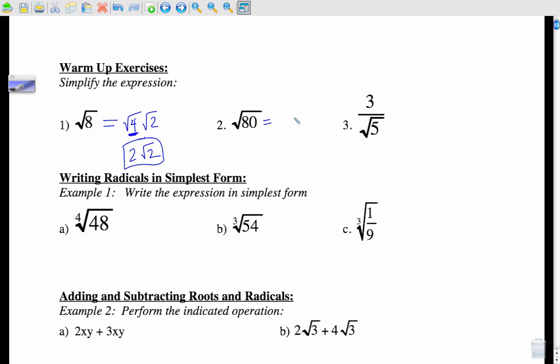Square root of 80, do the same thing. I'm on the list, except now I'm under that perfect squares part. This can be split into 16 and 5. Square root of 16, square root of 5, and the square root of 16 is 4, so this turns into 4 root 5.